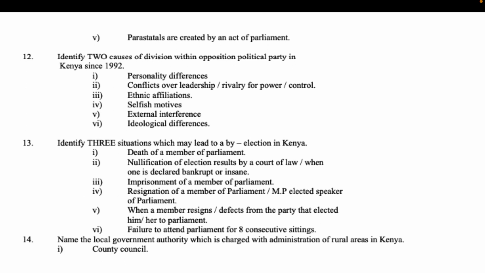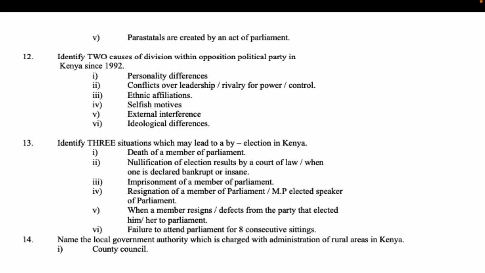12. Identify 2 causes of division within opposition political parties in Kenya since 1992. I. Personality differences. II. Conflicts over leadership, rivalry for power control. III. Ethnic affiliations. IV. Selfish motives. V. External interference. VI. Ideological differences.